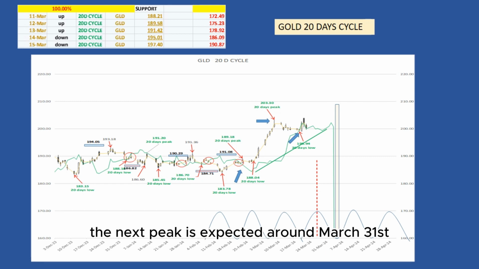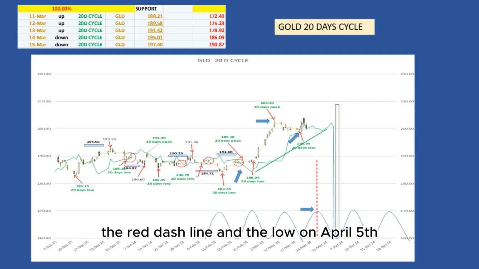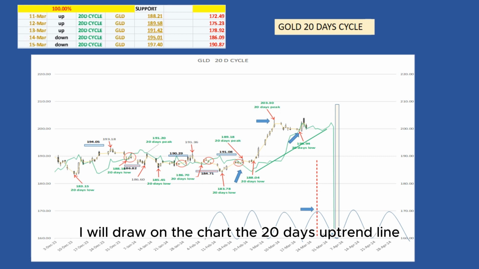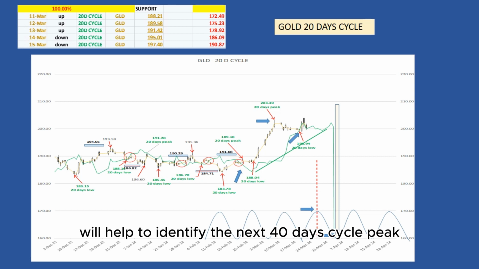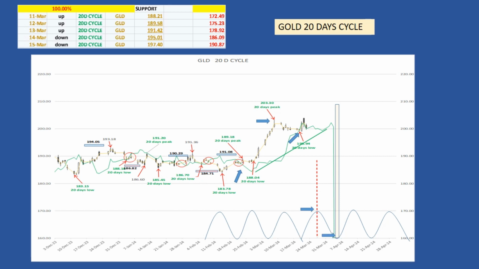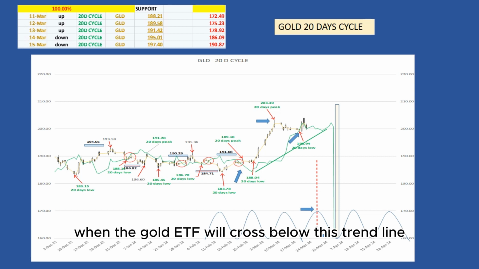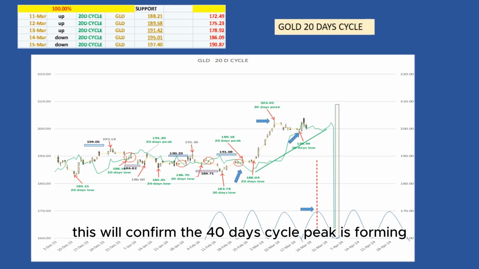The next peak is expected around March 31st, the red dashed line, and the low on April 5th, the yellow zone. When the next 20 days low is confirmed, I will draw on the chart the 20 days uptrend line. This trend line will help to identify the next 40 days cycle peak. When the gold ETF crosses below this trend line, this will confirm the 40 days cycle peak is forming.